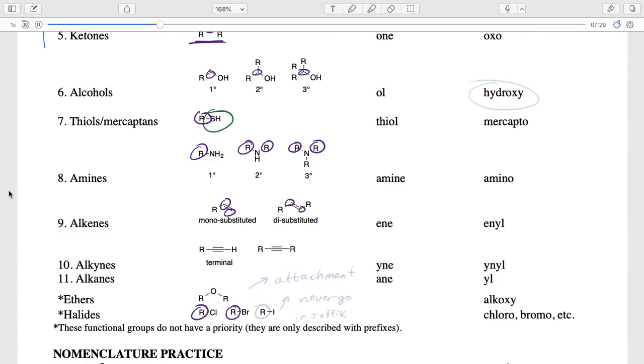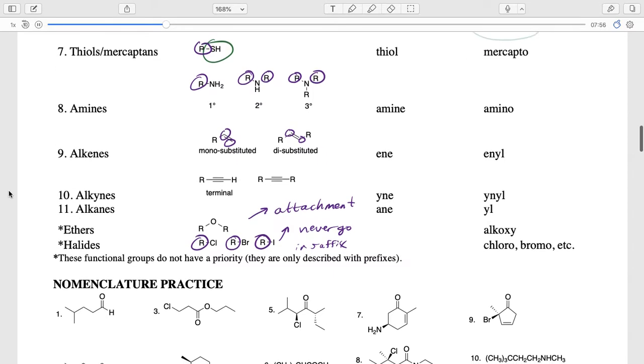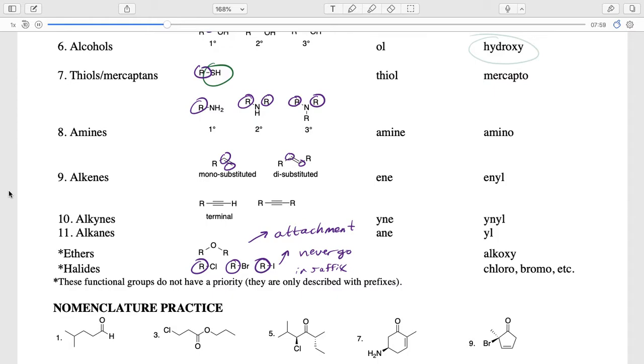And you might be wondering, well, with these alkyl halides, they're not really a functional group, it's more of an attachment, or substituent. So with ethers and halides, well, I'll just say alkyl halides, alkyl halides will almost never go in the suffix of a name. They're basically always going to be part of the prefix of the molecule you're naming.